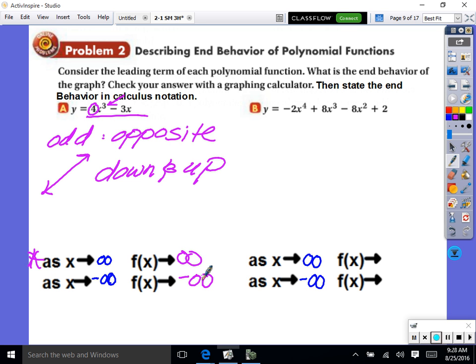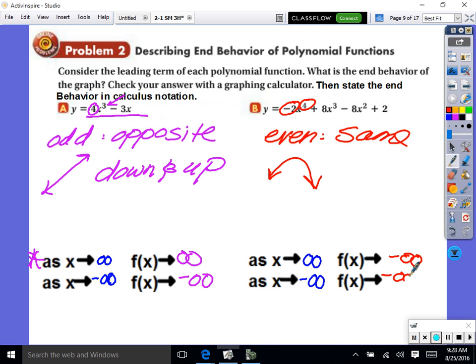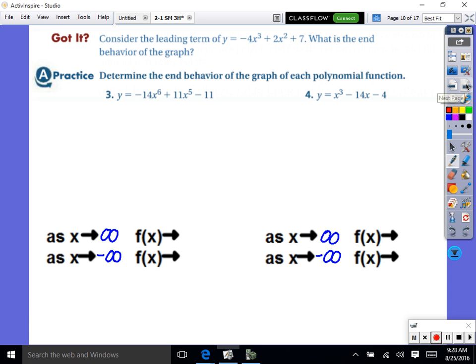So next example. We look at the next one and see it's degree 4. It's even, so it has the same end behavior. It's either up and up or down and down. It's a negative in front, so it's going to be like a negative parabola end behavior. This is what's really important. As x is approaching positive infinity for this down and down, f of x is approaching negative infinity, and then same here. All right, we're good.